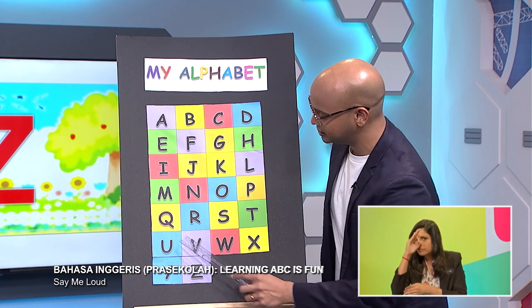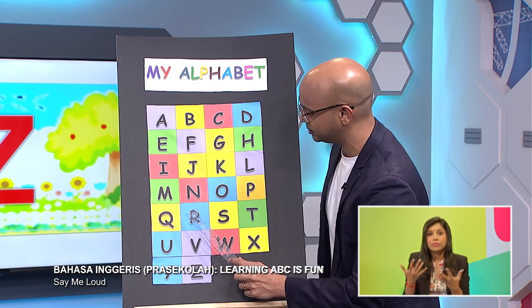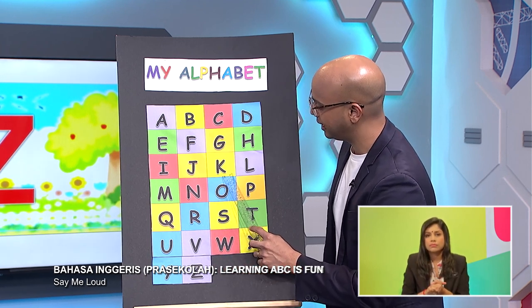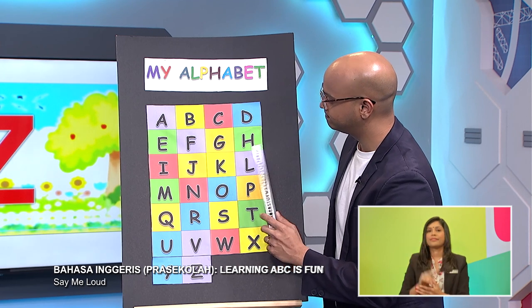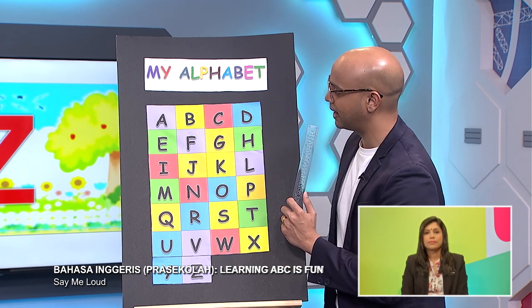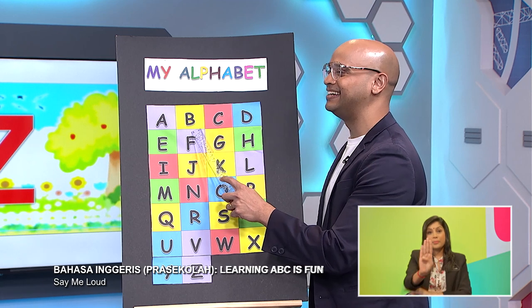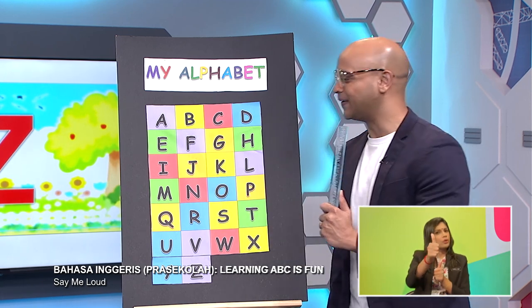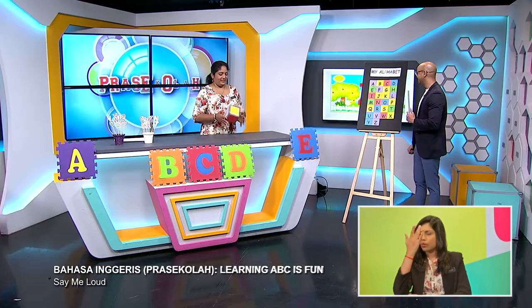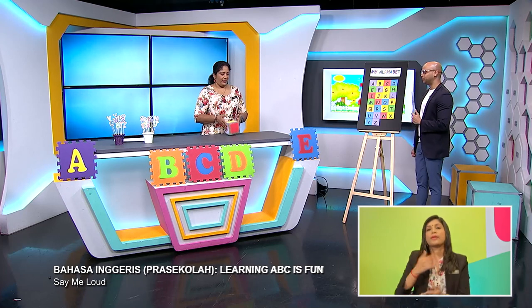No, wait a sec. This is a different color, so not this. K. Yes. And B. Very good, Sean. Okay, clever. Yay. Let's see the next one. The next one. It's blue again.